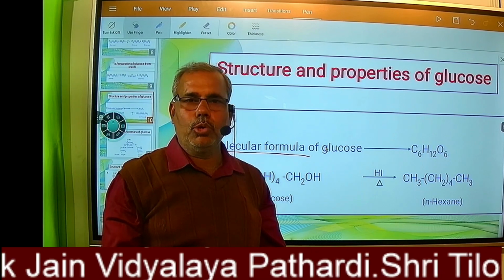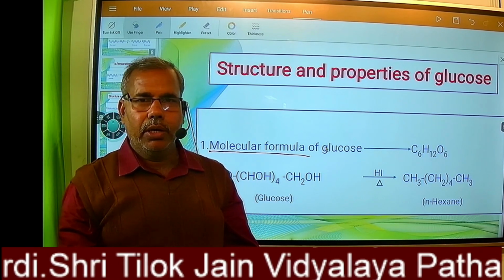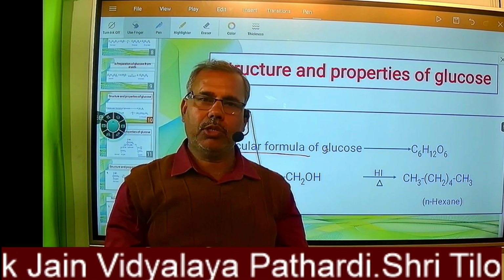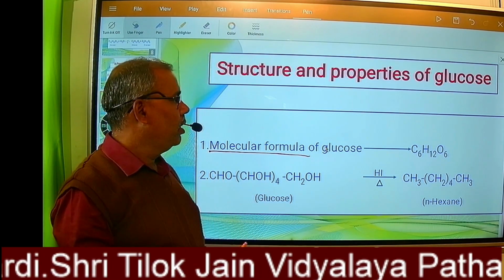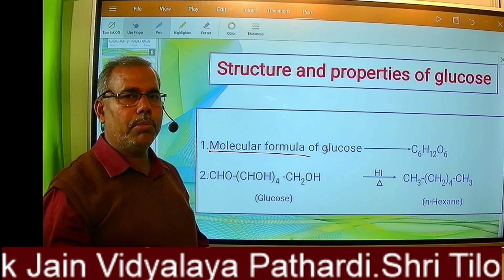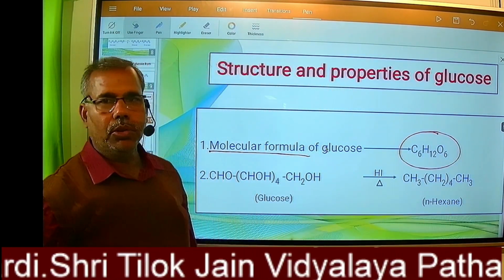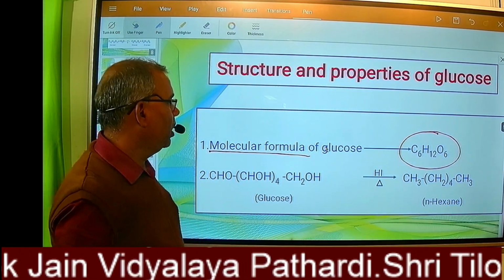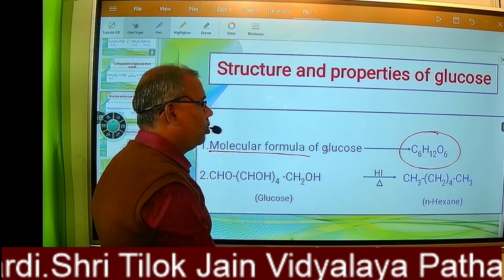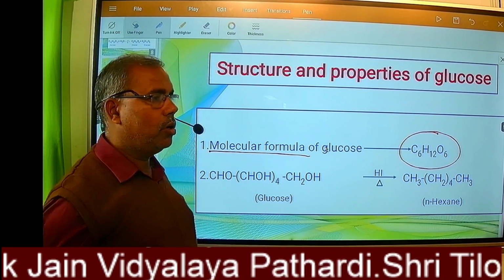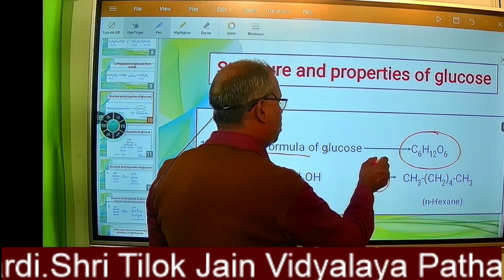The molecular formula of glucose was determined with the help of elemental composition and its colligative properties. This experimental study gave us the molecular formula of glucose, and that was found to be C6H12O6. So this is the molecular formula of glucose, C6H12O6.